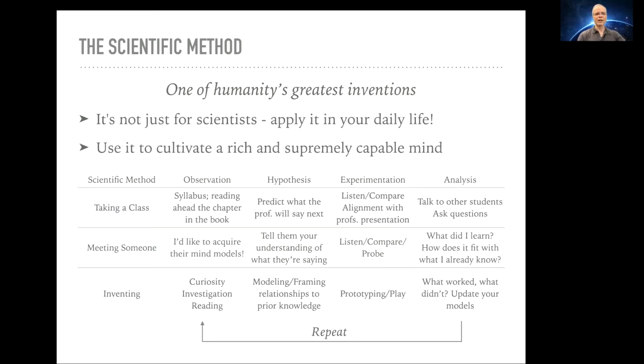All these other techniques, of course, were useful to become a good engineer, but if you want to be a good inventor, I think curiosity is really necessary. And so again, modeling, framing relationships to prior knowledge, then experimentation, prototyping, play with your ideas, because during that play process, you will learn what does and doesn't work, and then you'll update your models.